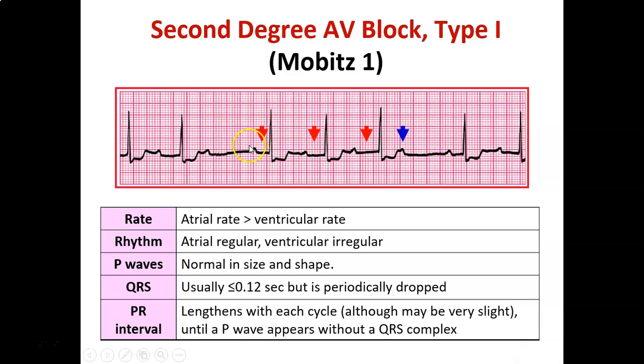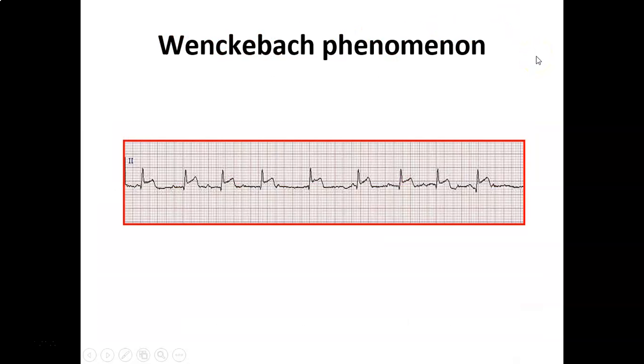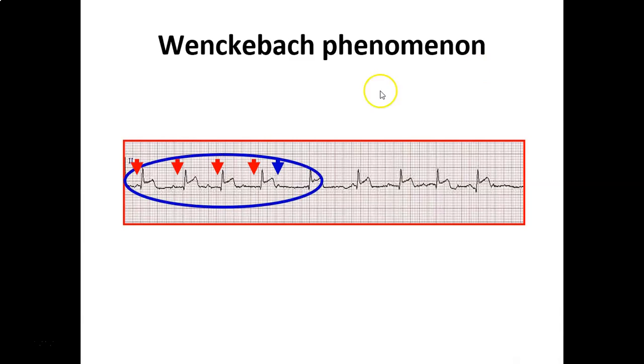So this type of block, where there is a gradual lengthening of the PR interval till the P wave is not followed by the QRS complex and the cycle repeats itself, is called second degree AV block type 1 or Mobitz type 1. So see the Wenckebach phenomenon again. There is gradual lengthening of the PR interval till this P wave is not followed by the QRS complex, and then the cycle repeats itself.